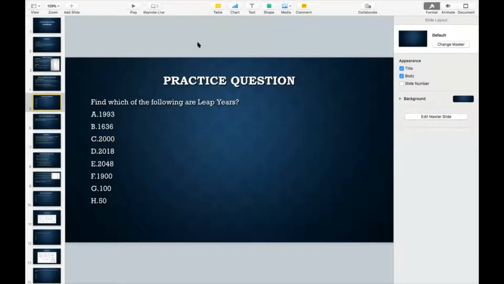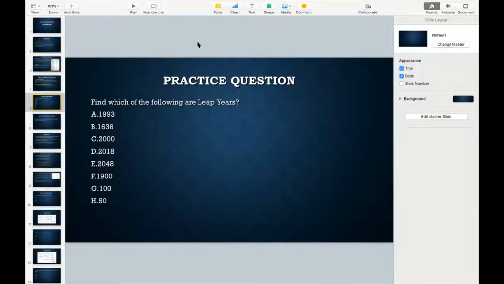Now, is 2000 divisible by 400? Yes. But is 1900 or 100 divisible by 400? No. So from options C, F, and G, option C is a leap year. Now coming to the remaining options A, B, D, E, and H. In all these cases, we will divide it by 4.